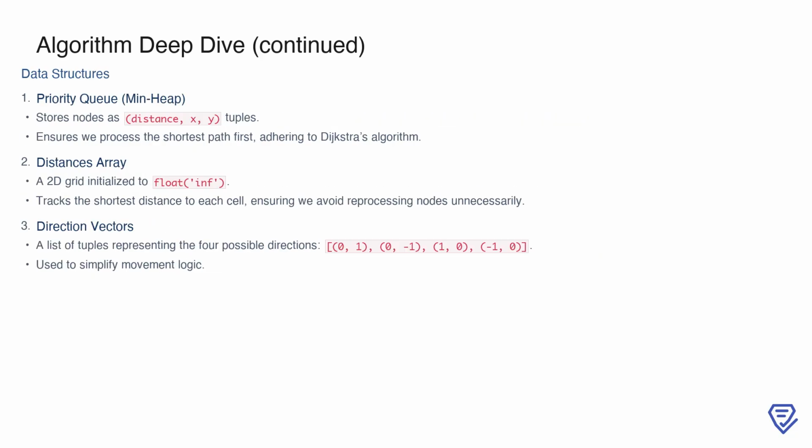The solution relies on three main data structures. First, the priority queue, implemented as a min heap, stores nodes in the form of (distance, x, y) tuples. This ensures that the shortest path is always processed first, which is central to Dijkstra's algorithm. Second, the distances array is a 2D grid initialized to infinity, used to track the shortest known distance to each cell. This helps us avoid revisiting nodes unnecessarily. Third, the direction vectors simplify movement logic by representing the four possible rolling directions: up, down, left, and right. These data structures work together to ensure the solution is both correct and efficient.